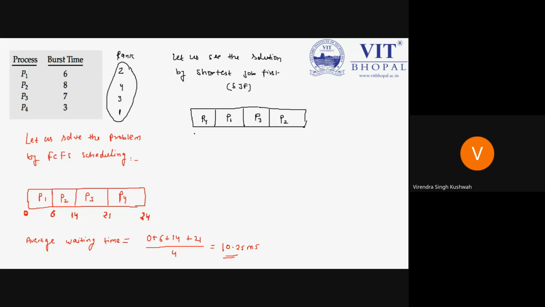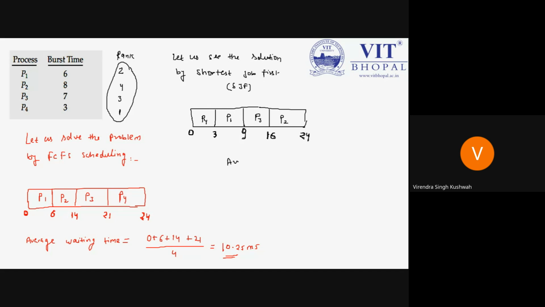The process P4 will start first, so its start time would be 0, and it will take 3 milliseconds, so it will finish over here. And then process P1 will start, so it will finish here at 9. And then process P3 will start, so that would be 9 plus 7, that is 16. And now here we have 24. So you can notice over here, dear students, everything I'm solving in front of you, so most of the concepts will be clear in your mind very easily.